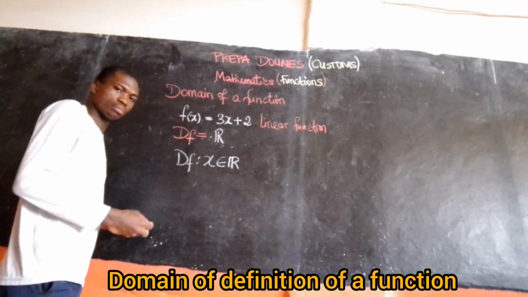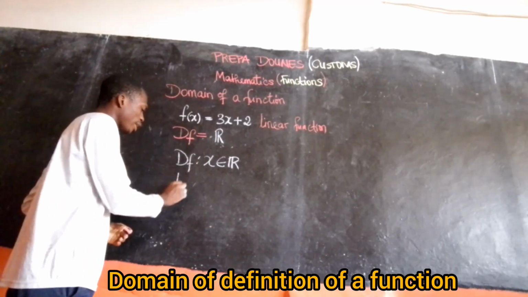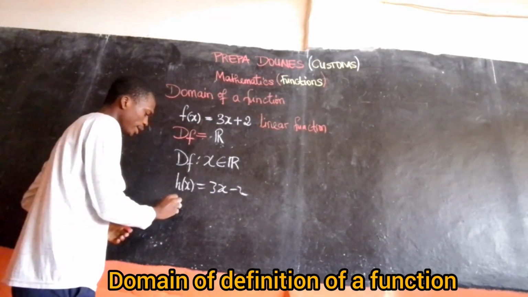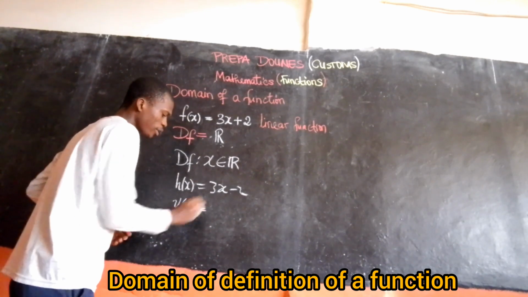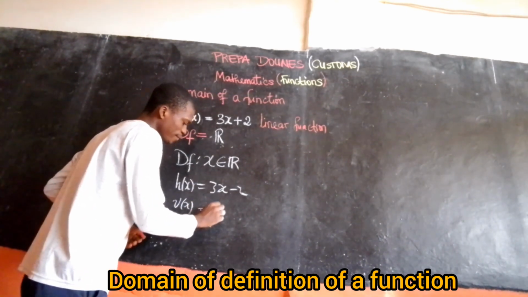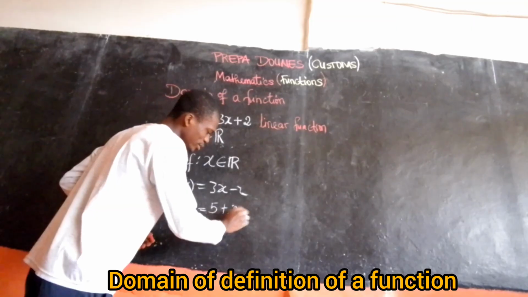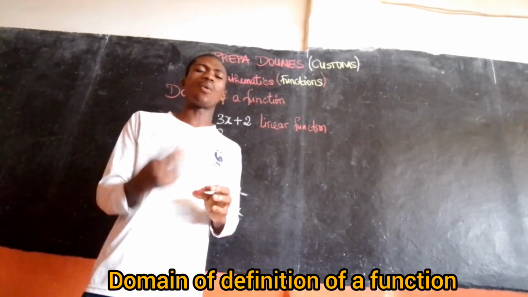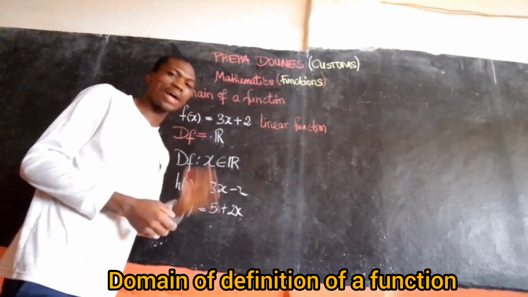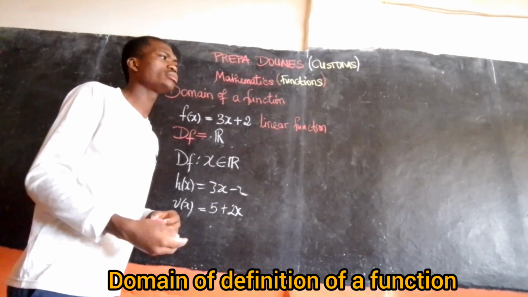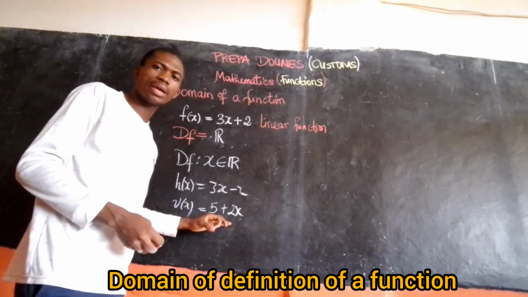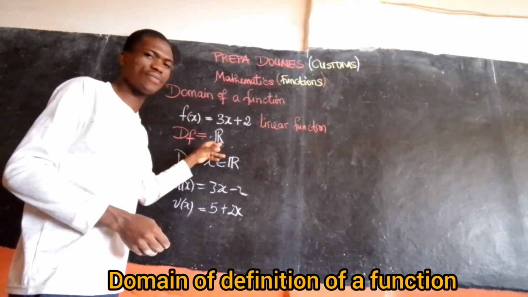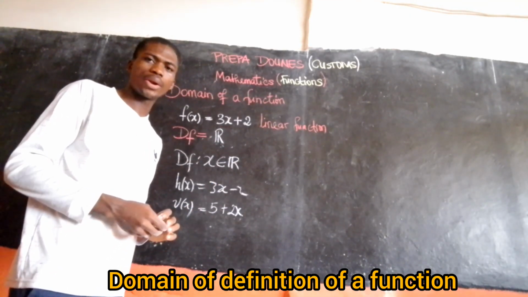Any linear function, for example, let's say h of x equal to 3x minus 2 is also linear. v of x equal to 5 plus 2x is also linear. When I say linear, what does it mean? It does not have a power. It is not a fraction. It is not a logarithmic function. It is linear. And all linear functions are defined on a set of real numbers.